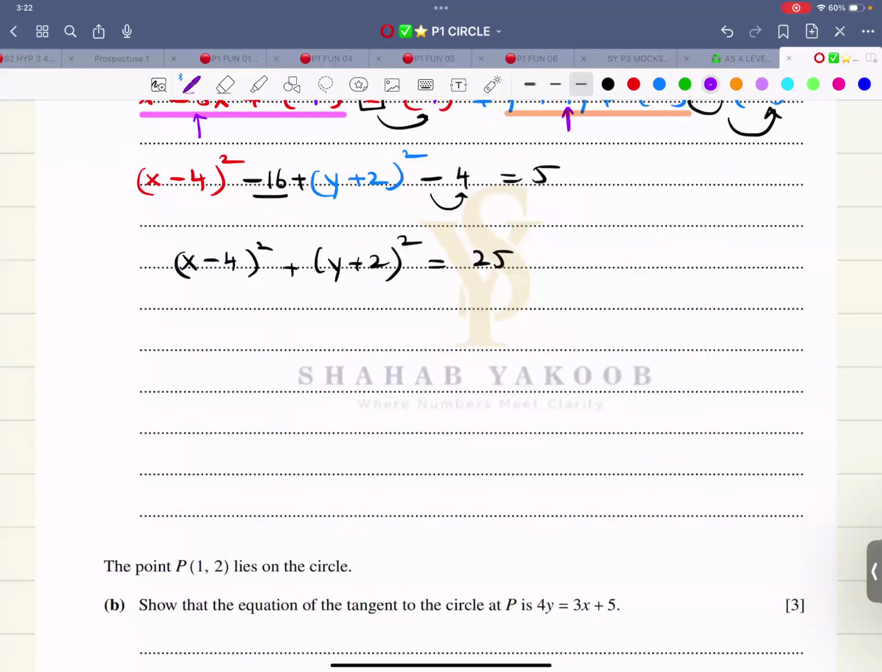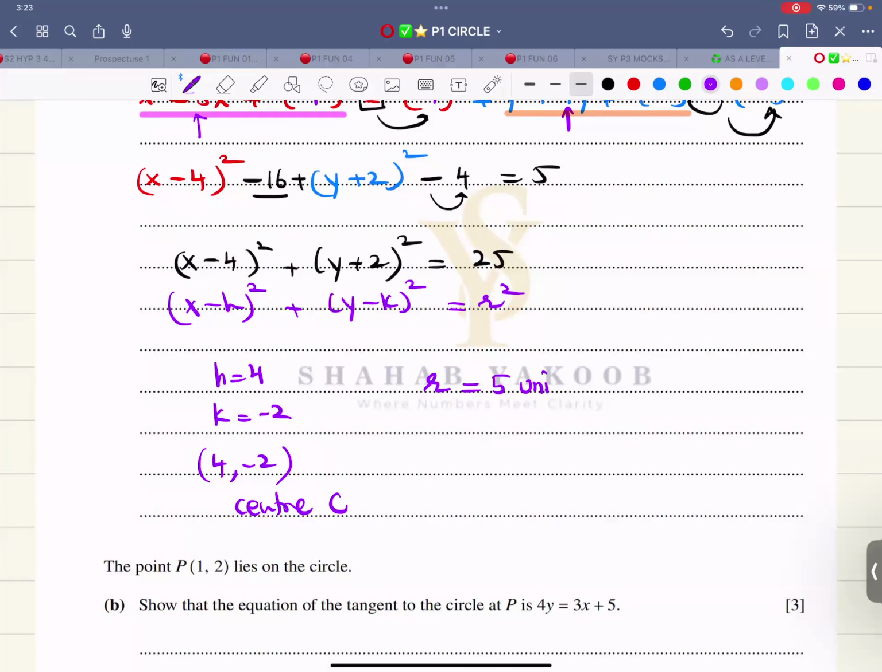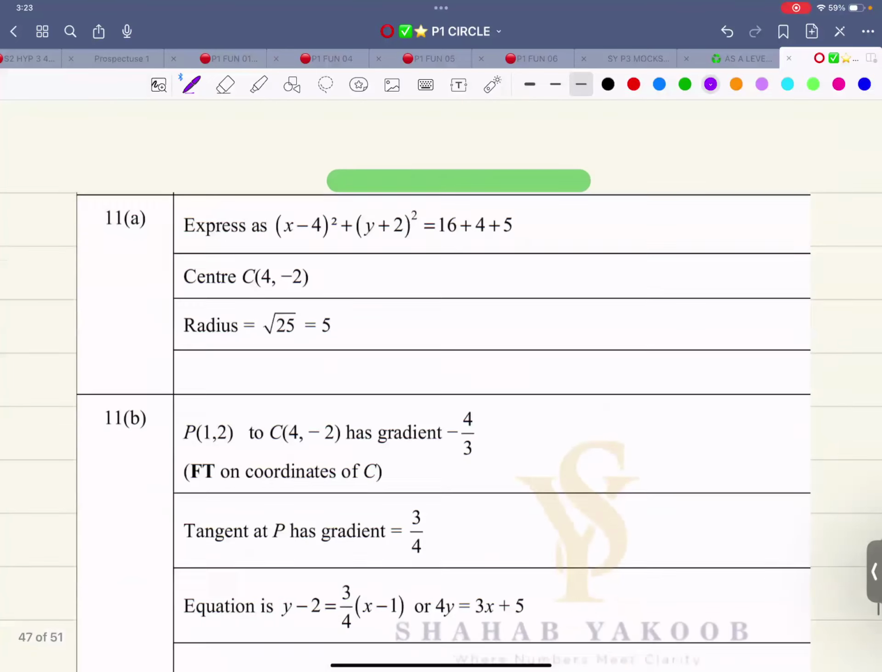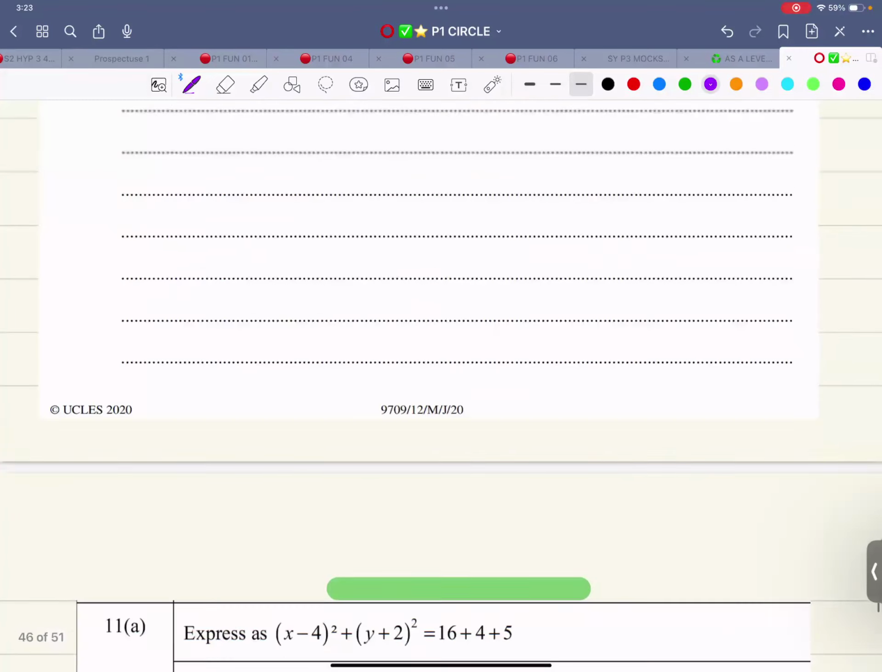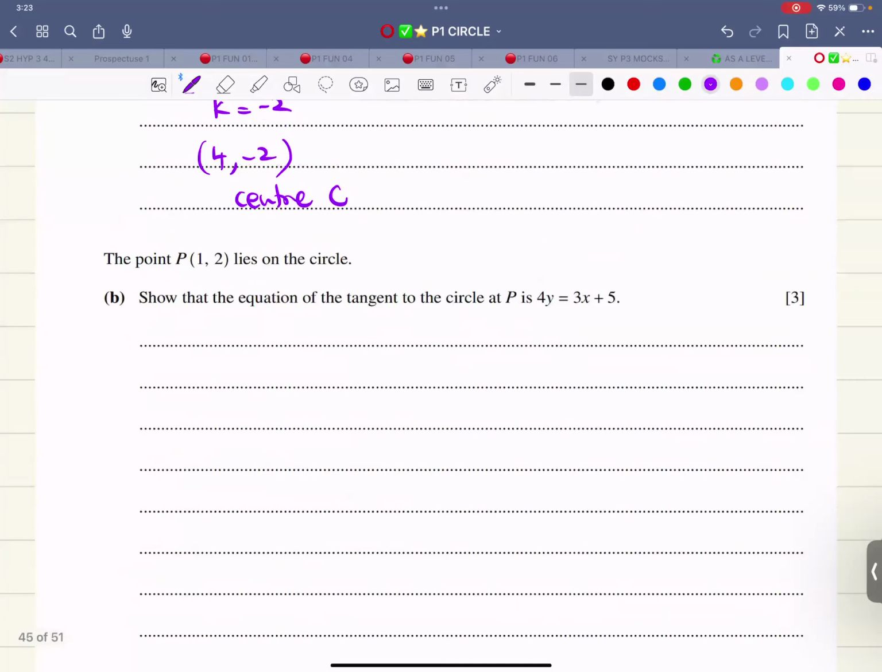Now compare coefficients with x minus h whole square plus y minus k whole square is r square. Therefore, h is 4, k is -2. Therefore, 4 comma -2 is the center, which they have labeled as C. R square is 25. Therefore, R is 5 units. So that is the first thing that's done. No harm in checking. So 4 and -2, radius is 5. All good, all clear. Now it says the point 1, 2 lies on the circle.